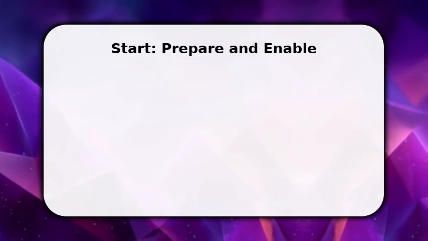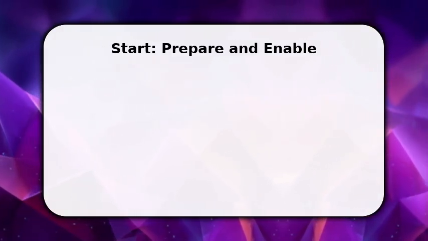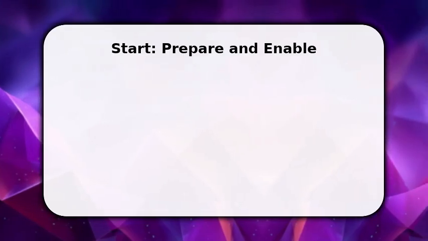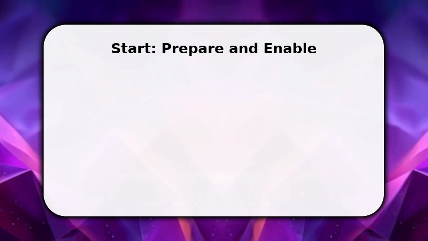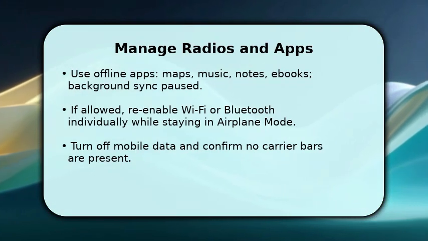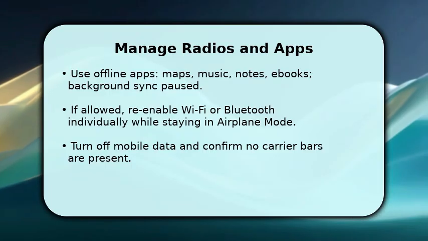You do this first to comply with aviation rules and prevent signal interference. Enabling it also conserves battery and lets you continue using offline apps immediately. Once Airplane Mode is on, you can selectively restore functions that airlines permit.